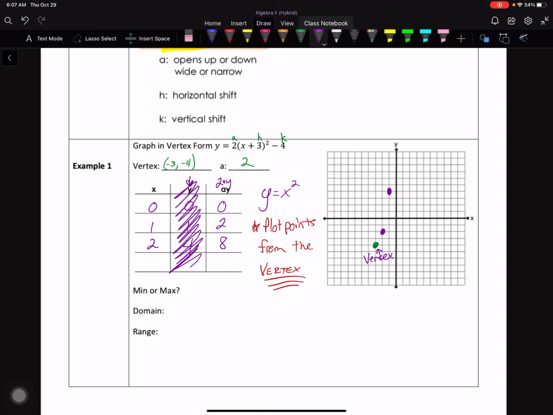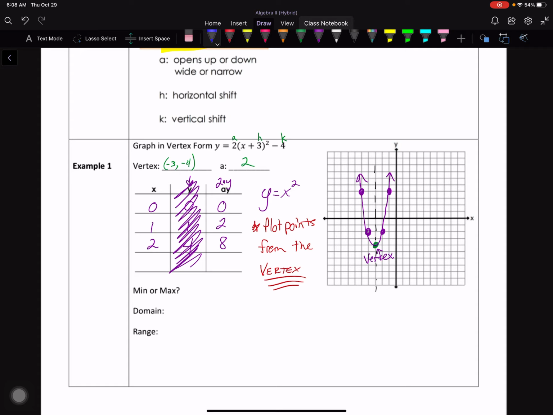Okay. Now, I can get away with only these 3, or really 2, 0 isn't necessary, because I can reflect these points. So if I were to draw an imaginary line through my vertex, I can just reflect the points over, because what we are graphing are parabolas, and you might remember that from Algebra 1. And there it is. Graphing in vertex form.